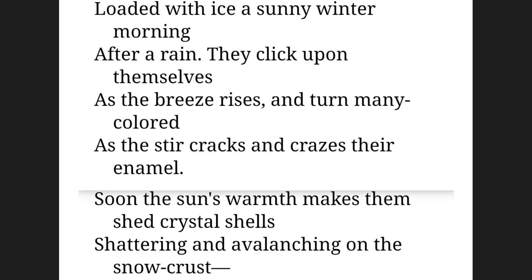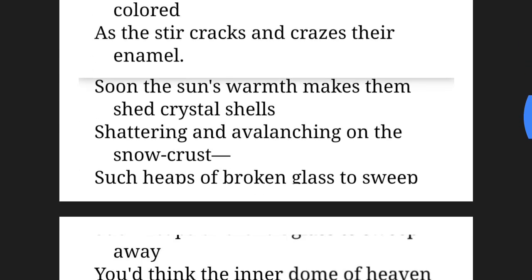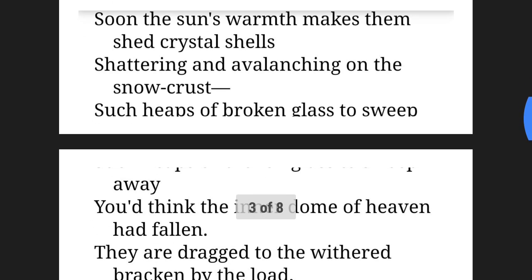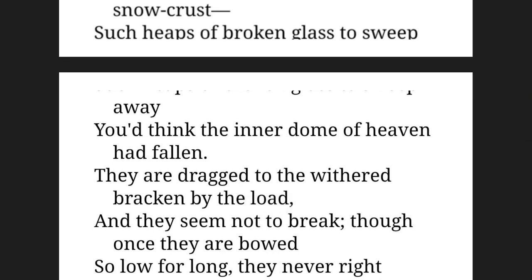They crack and finally they fall down from the branches of the trees, and they seem to form a kind of crystal shower, shattering and avalanching on the snow crust. So down below you have snow covered ground, and what happens? From the branches, these ice crystals, they fall like rain. Such heaps of broken glass to sweep away. So they look like heaps of broken glass, and somebody has to sweep them away.